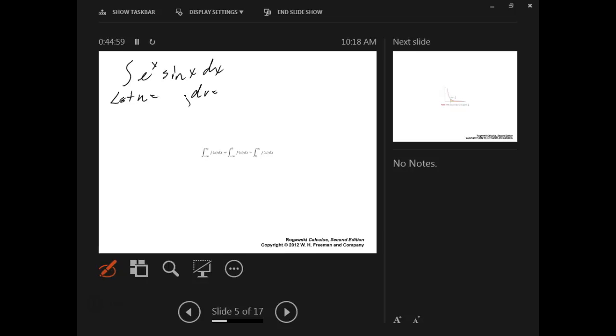I really don't care much. It doesn't really matter. The dx is going to go with the dv. You just choose which function you're going to go with what.